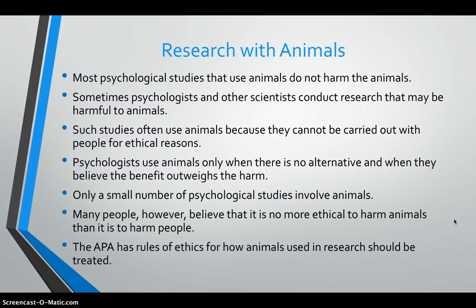And finally, research with animals, which is sometimes a very hot-button topic. Most psychological studies that use animals do not harm the animals. Sometimes psychologists and other scientists conduct research that may be harmful to animals. Such studies often use animals because they cannot be carried out with people for ethical reasons. Psychologists use animals only when there is no alternative and when they believe the benefit outweighs the harm. Only a small number of psychological studies involve animals. Many people, however, believe that it is no more ethical to harm animals than it is to harm people. The APA has rules of ethics for how animals used in research should be treated.